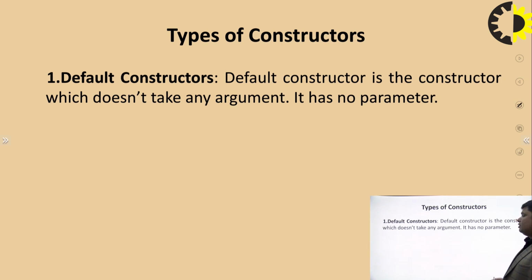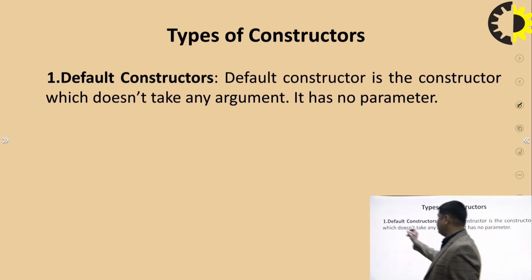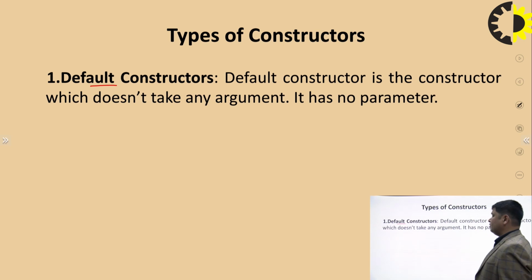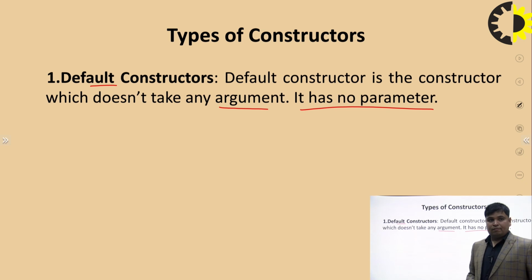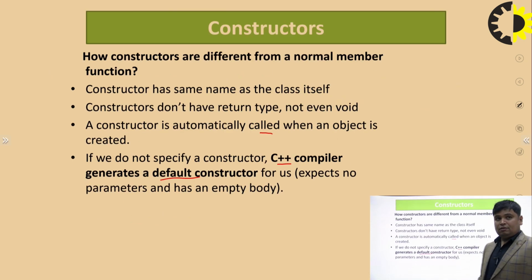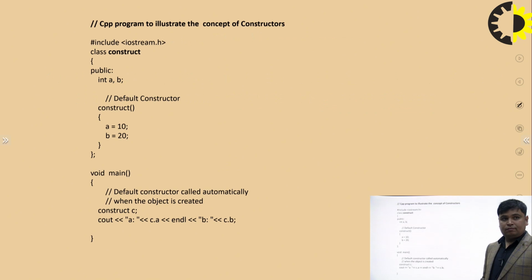Now, the question arises in the mind: what are the types of constructors? The first type of constructor is the default constructor. A default constructor is a constructor which does not have any argument or parameter, both are the same thing. So, a default constructor has no parameter. This is the example of a default constructor.